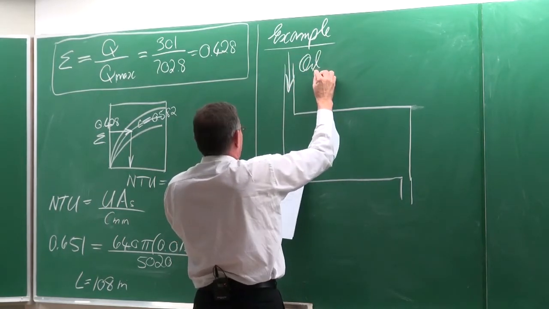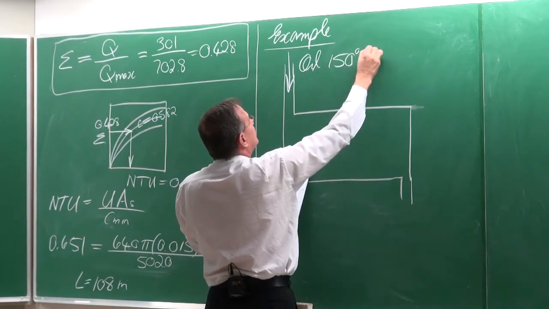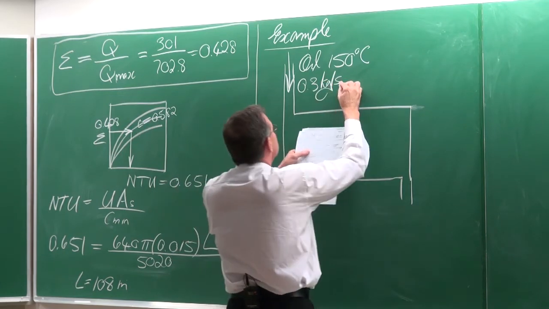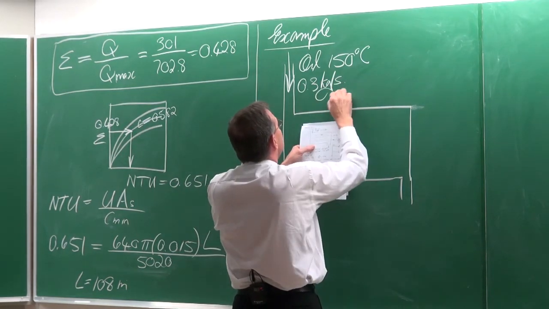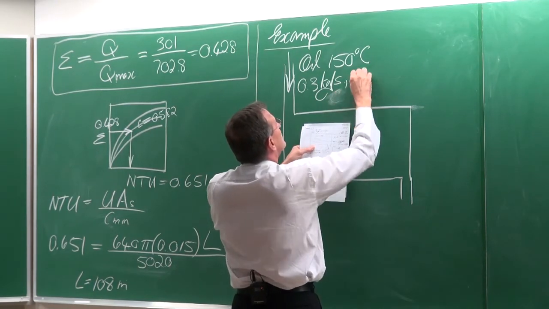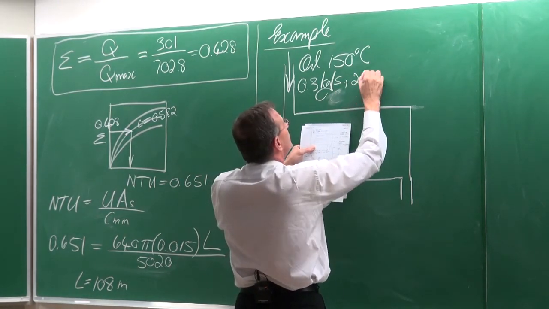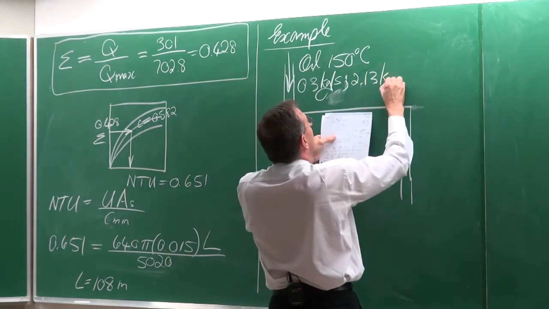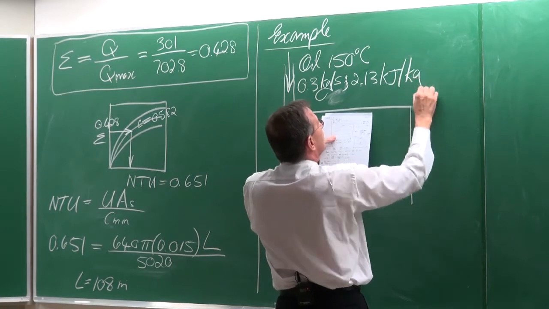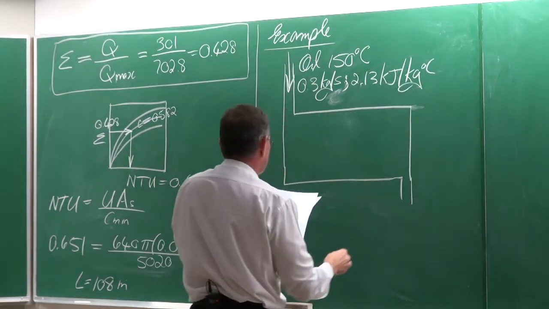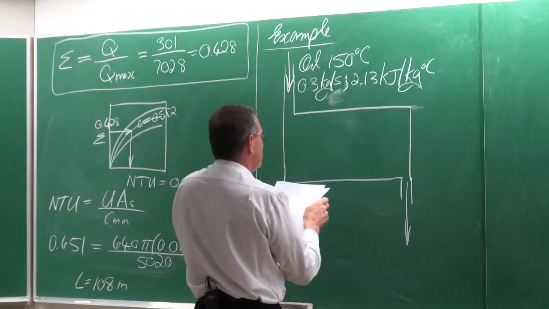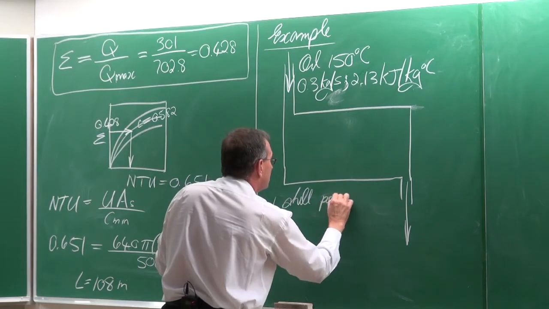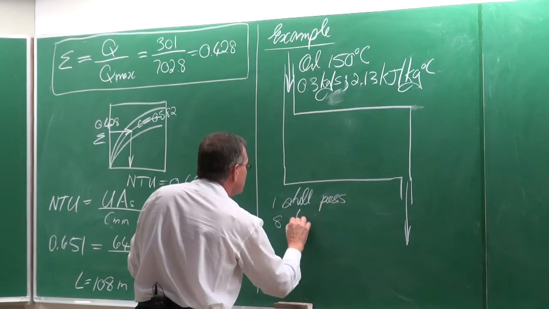In this case, we've got oil at a temperature of 150 degrees Celsius, mass flow rate of 0.3 kilograms per second, and a CP value of 2.13 kilojoules per kilogram degree Celsius. And it is a one shell pass and an 8 tube pass heat exchanger.